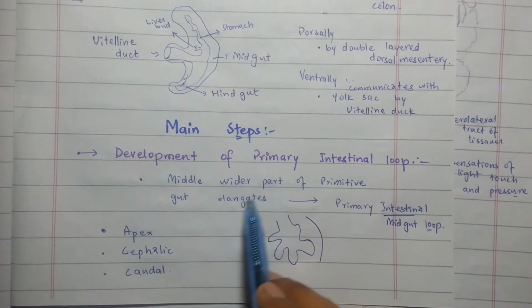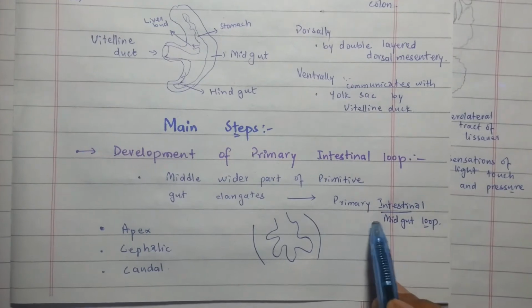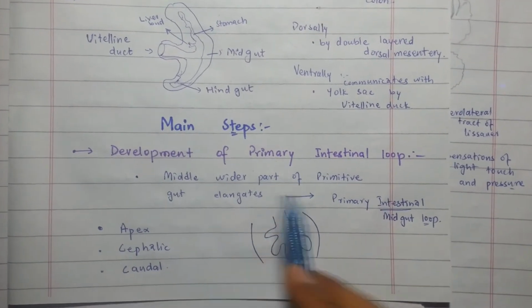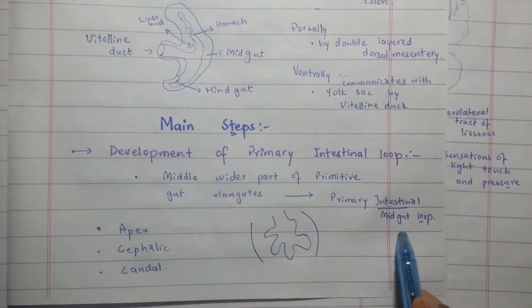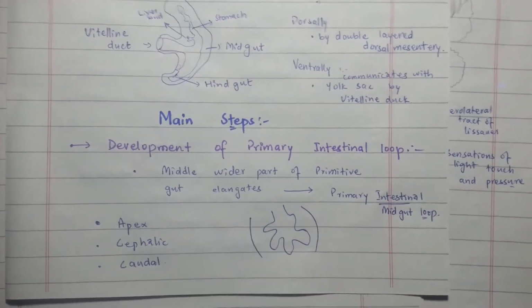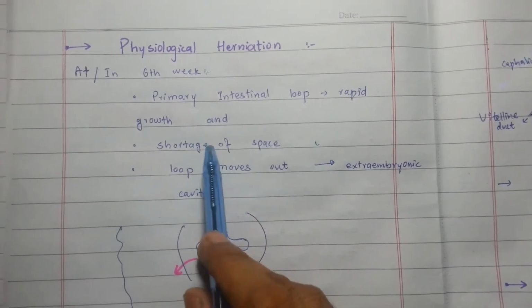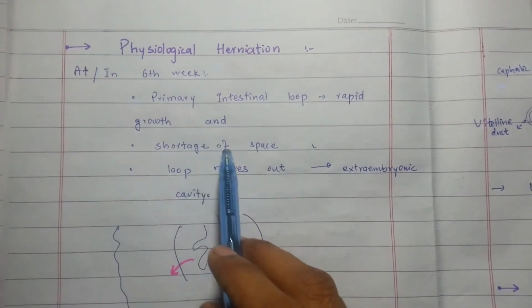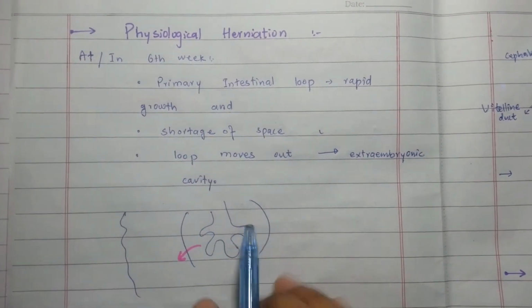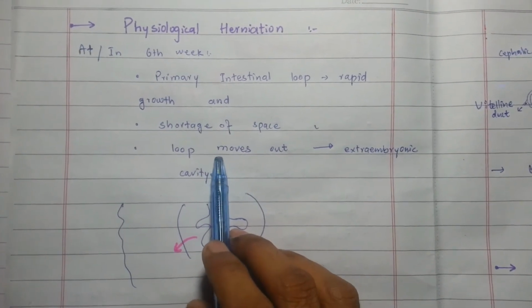The middle wider part of the primitive gut elongates and forms the primary intestinal or midgut loop. In this way, these loops are formed in the abdominal cavity. As the loop develops, the space in the abdominal cavity shortens because the liver and stomach growth is also going on at the same time. So the primary intestinal loop moves to the extraembryonic cavity.